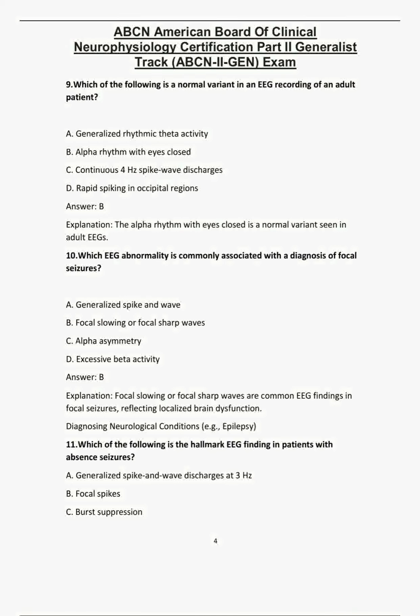EEGs. 10. Which EEG abnormality is commonly associated with a diagnosis of focal seizures? A. Generalized spike and wave. B. Focal slowing or focal sharp waves. C. Alpha asymmetry. D. Excessive beta activity. Answer B. Explanation: focal slowing or focal sharp waves are common EEG findings in focal seizures, reflecting localized brain dysfunction. Diagnosing neurological conditions, e.g., epilepsy.